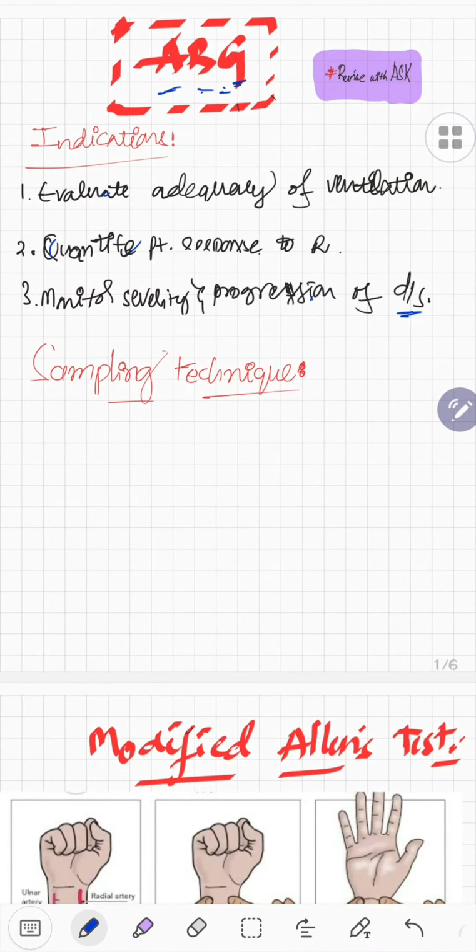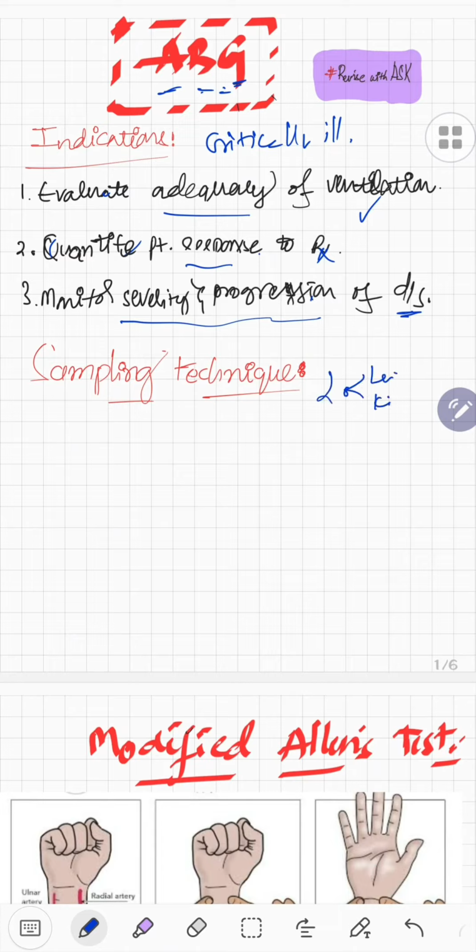ABG, arterial blood gas, is usually indicated in critically ill patients, like in an ICU setup, to evaluate the adequacy of ventilation, to see the patient's response to treatment, and to monitor the severity and progression of diseases. ABG tells about two organs, that is lungs and kidneys: lungs by knowing the PaCO2 and PaO2, and kidneys by giving the acid-base balance.